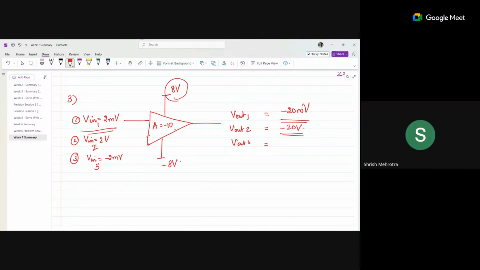It will not be equal to minus 20 volts. It will be something less than 8 volts only, because it is powered by 8 volts. Okay. What about my V in 3? So it will be 20 millivolt plus 20 millivolt plus 20 millivolt. What type of amplifier is this? Inverting amplifier.